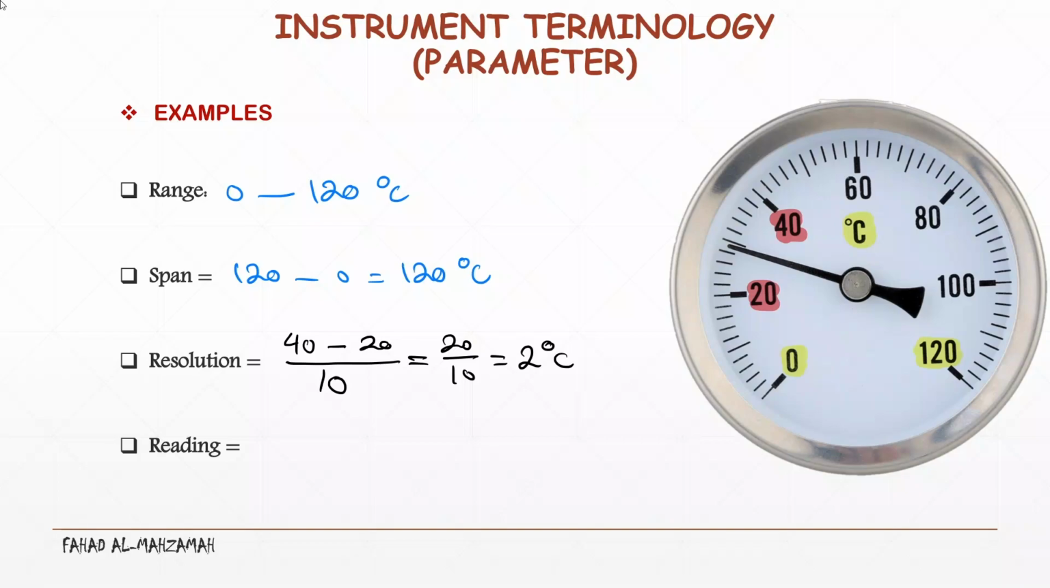So the reading. Since the resolution is 2, the reading here is 22, 24, 26, here 28, and this one is 30. The pointer comes between 28 and 30, so you can say the reading is 29 degrees Celsius. This is the assumption. But since you know the resolution, your answer will be accurate to a high percentage.